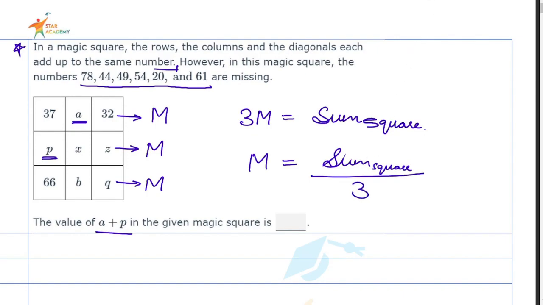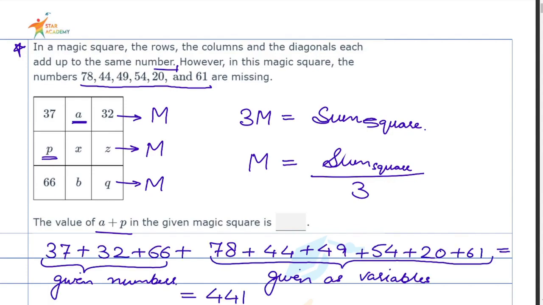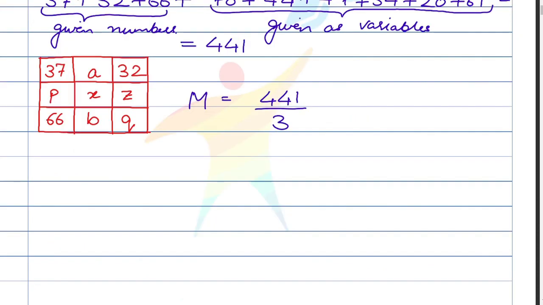So now add all the numbers to find the magic sum. When I add all the given numbers and all the missing numbers, the sum is 441. And the magic sum is equal to 441 divided by 3, which is equal to 147. Now what to do next? Because this number you can find separately and this number you can find separately.